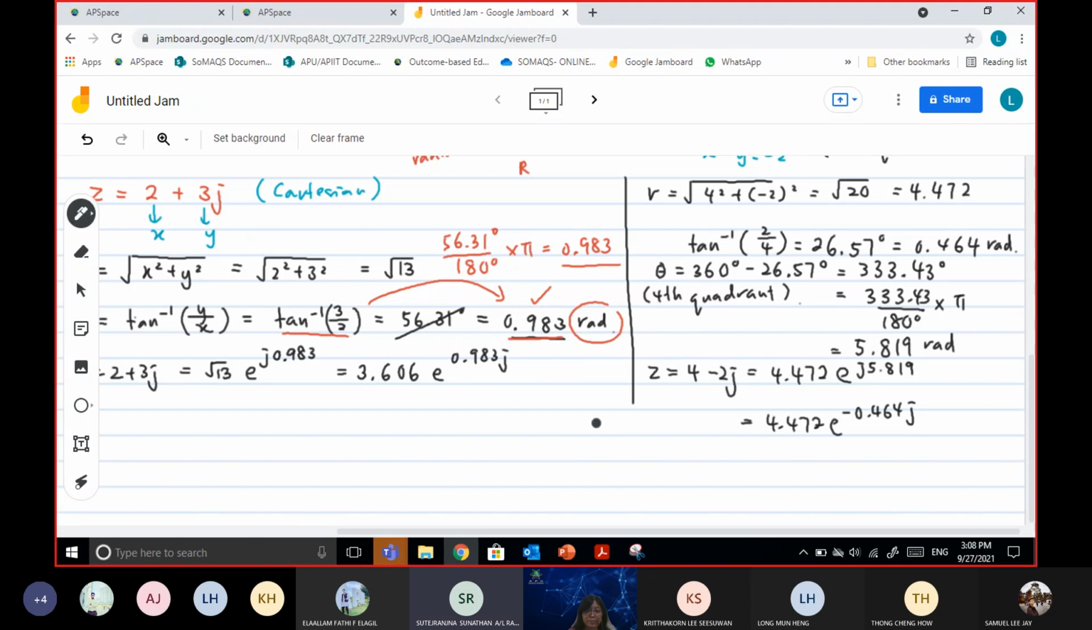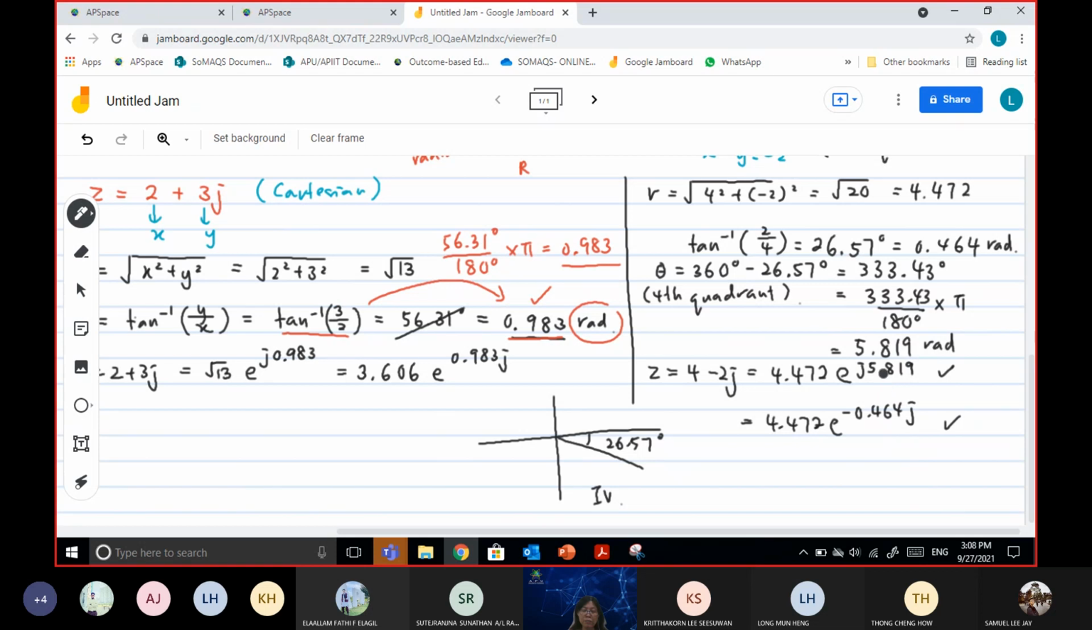Which one is better? Is it better to write in negative or is it okay to write in positive? For this case, when it comes to the exponential form, there's nothing saying that a principal value has to be followed, as long as your theta is in radian. The basic angle is 26.57, in the fourth quadrant. So far I don't see any principal value they need to follow, so both are correct.